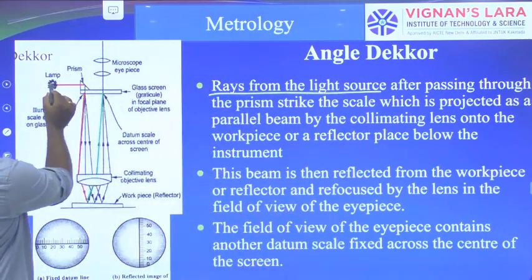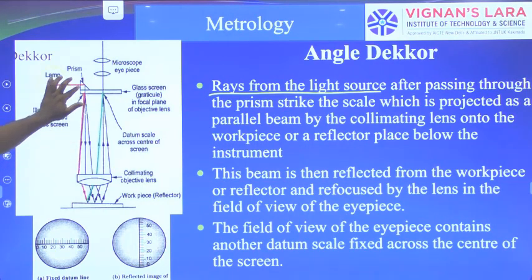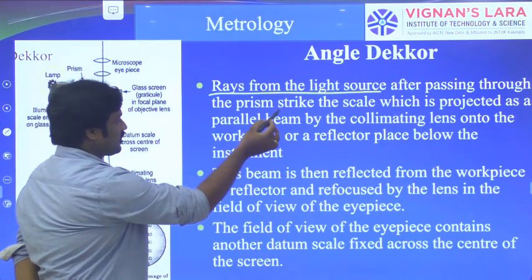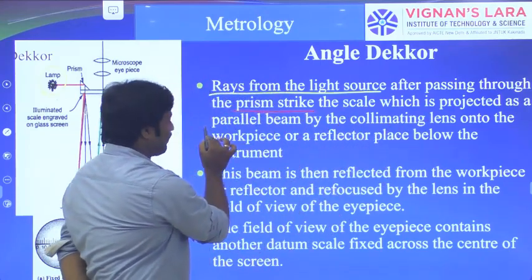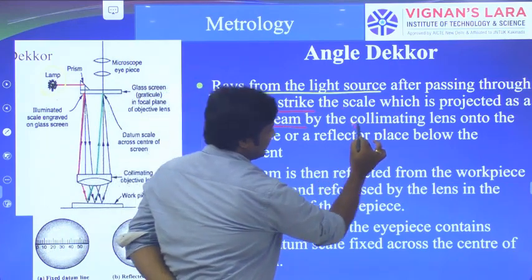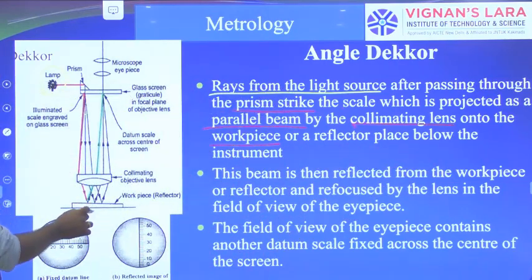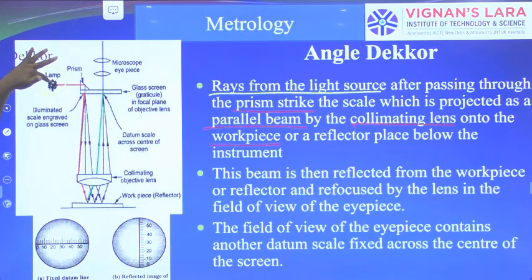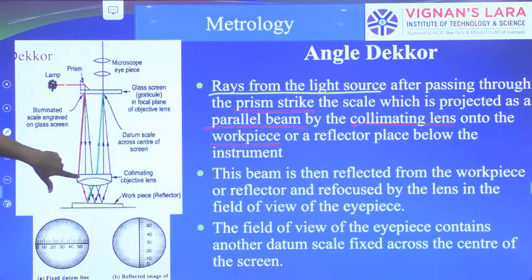As mentioned here, the lamp is the light source. The rays from the light source are reflected onto the prism. After passing through the prism, they strike the scale, which is projected as a parallel beam by the collimating lens onto the workpiece. So the light ray travels from the lamp, the light source, to the prism, then from the prism to the collimating lens, and then from the collimating lens to the workpiece.